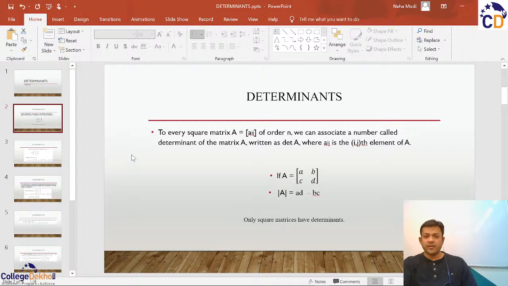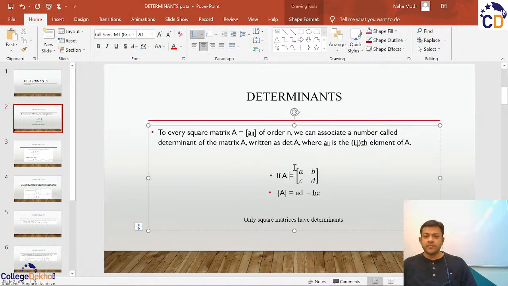So suppose we have a square matrix of order 2, which says A equal to A, B, C followed by D. So the first row contains A and B and the second row contains C and D. The determinant of the matrix A will be A multiplied by D, minus B multiplied by C. So it is the left diagonal minus the right diagonal.